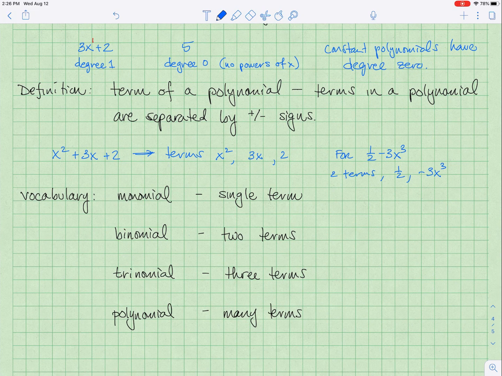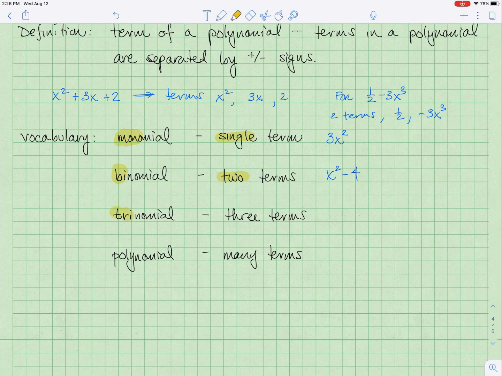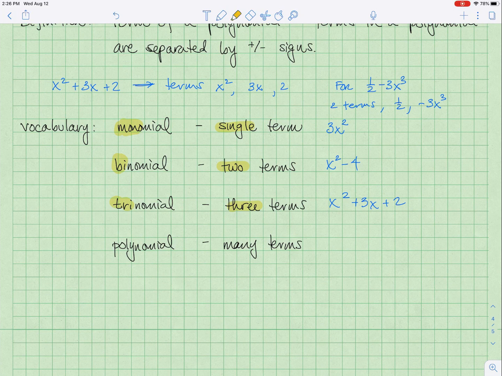More vocabulary. When you have a polynomial that has just a single term, it's called a monomial. Mono meaning one. Monomial, single term. That would be something like 3x squared. The binomial, where the prefix bi is on there, means 2. And that might be something like x squared minus 4, 2 terms. Trinomial, I'm sure you've got it at this point, meaning 3 terms. That was that x squared plus 3x plus 2. And then the general term polynomial, meaning many terms, is just our blanket term for any kind of collection of powers of x, which is what we're talking about here. So 3x to the 7th minus 4x cubed plus 8x squared minus 3x plus 2. That is a polynomial as it has many terms.